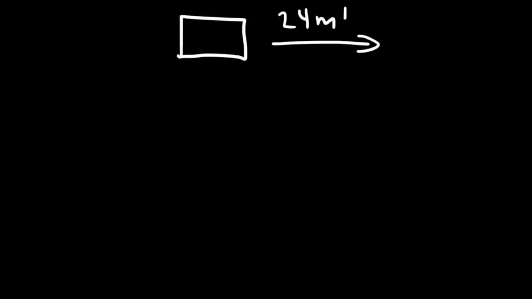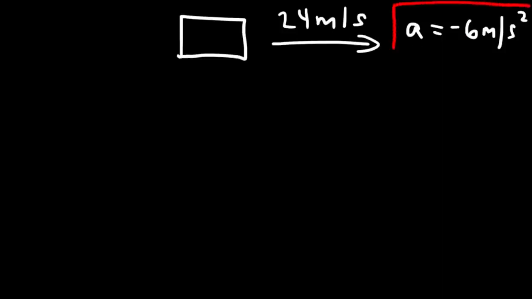Now, let's say we have another object that is moving in an eastward direction at a speed of 24 meters per second. But this time, let's say the acceleration is negative 6 meters per second squared. What's going on here? Is this object speeding up or slowing down? Whenever the acceleration and velocity have opposite signs, the object is slowing down. Whenever they have the same sign, it's speeding up.